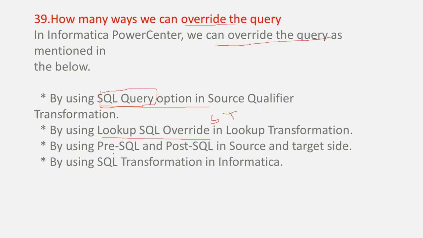By using pre-SQL and post-SQL on the target side, we give pre-SQL and post-SQL. By using the SQL transformation also, we can give the SQL override query. Normally the data comes with all records. By using the SQL override query, we can restrict some records depending on our condition. That is called SQL override query.